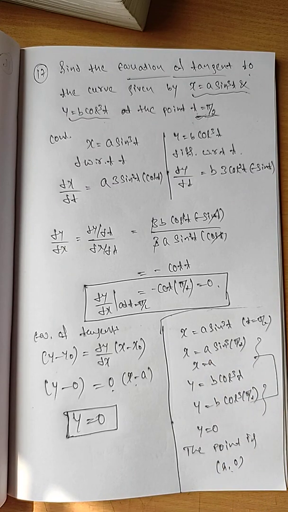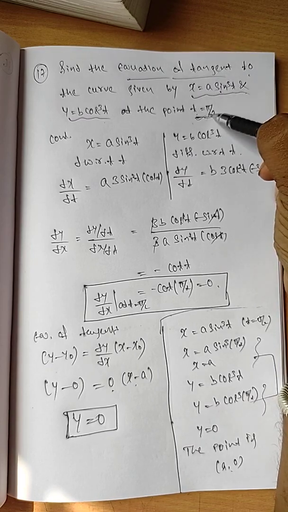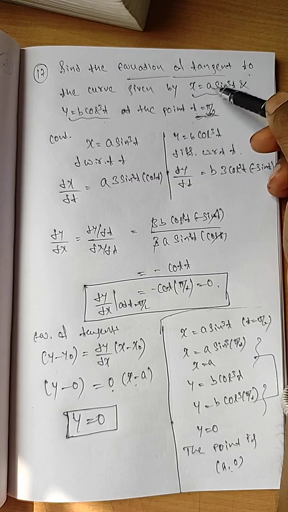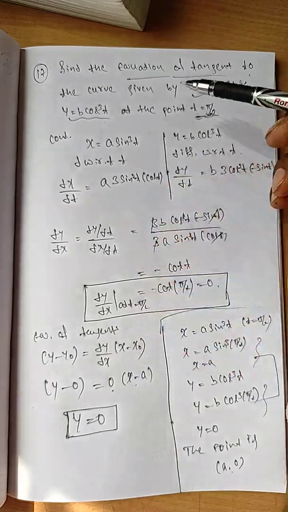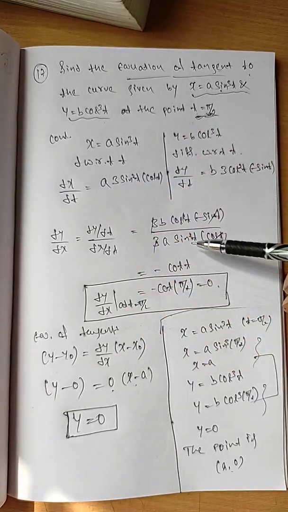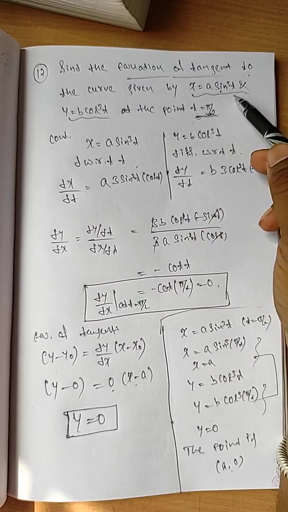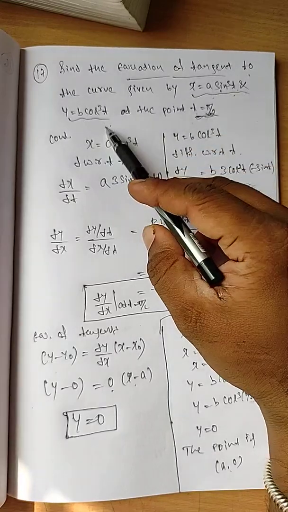So once again I am repeating, you are finding the equation of a tangent when the curve and the point are given. In today's class we are discussing the equation of tangent when the curve and the point are given. To find the equation of a tangent we need the slope also. So first we are finding the slope here. To find the slope, we are differentiating with respect to t separately, since the given equation is a parametric equation.